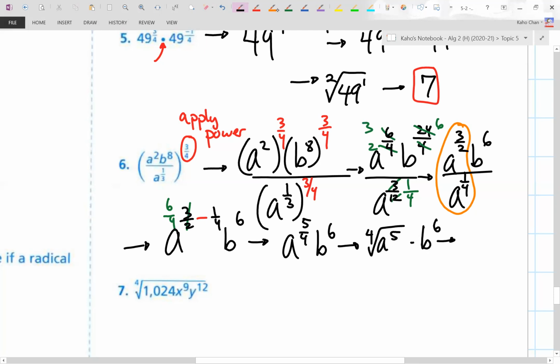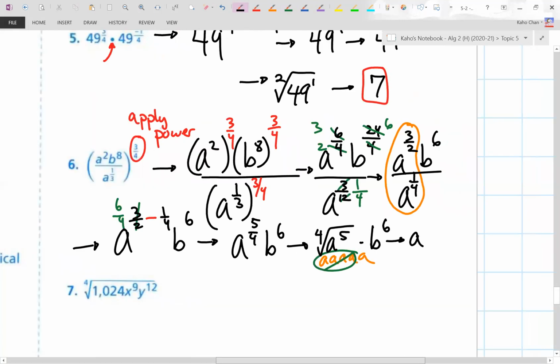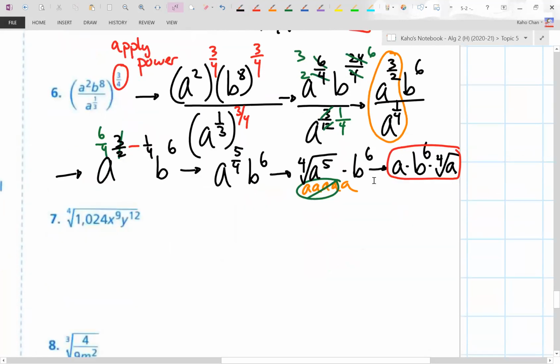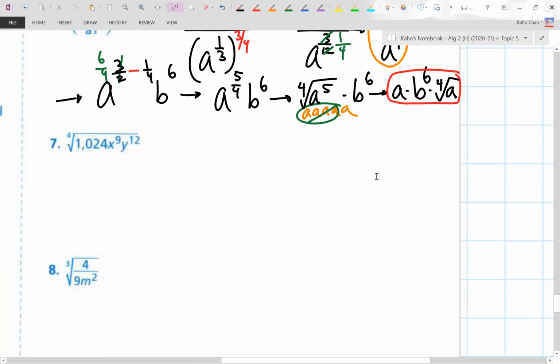Look at that. Break that down. Bring out a bunch of those as a single a. Oh, that comes out a. Great. There is a leftover a right there. And times b to the 6 times the 4th root of a. Wow, look at that funny looking answer. Okay, not too bad. Ready for number 7? Any questions, let me know.